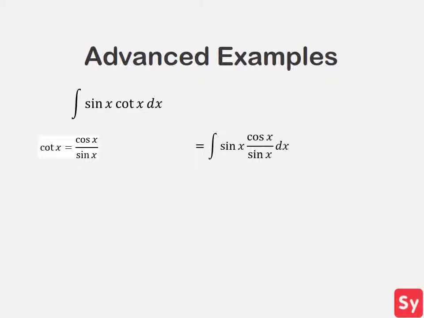Now we'll do two more advanced examples. Our first example is the integral of sine of x times cotangent of x with respect to x. Whenever we have two different trig functions, it's best to simplify both of them into sine of x and/or cosine of x. So we'll simplify cotangent of x using its trig identity to cosine of x over sine of x. Now we can see that we can cross out sine of x, so we'll go ahead and do that, and that'll leave us with the integral of cosine of x. And we'll use our integral trig identity, and we'll get sine of x plus c.